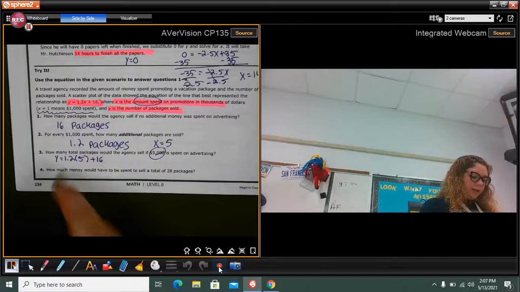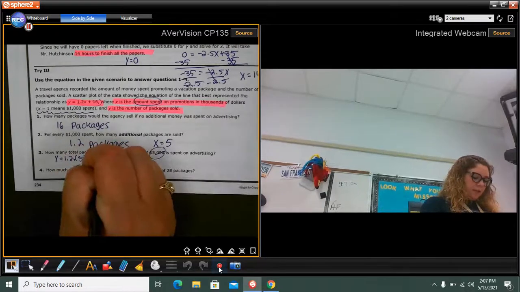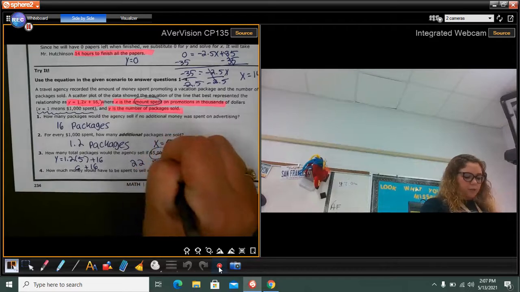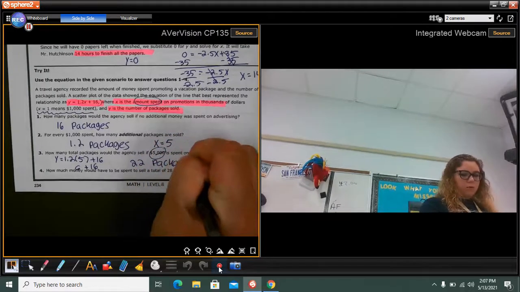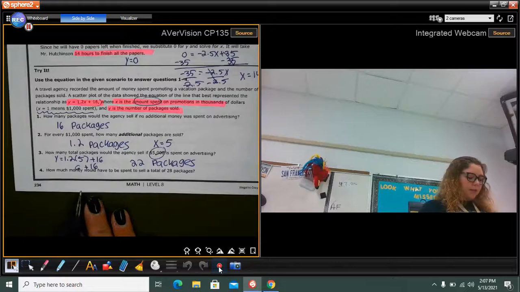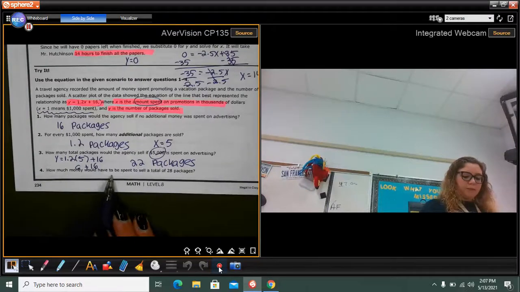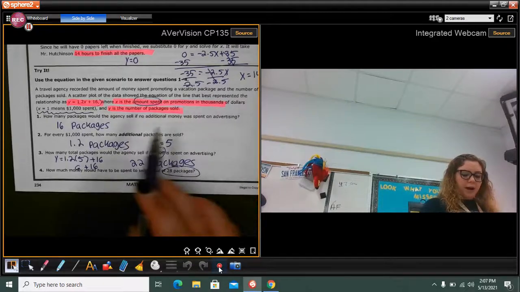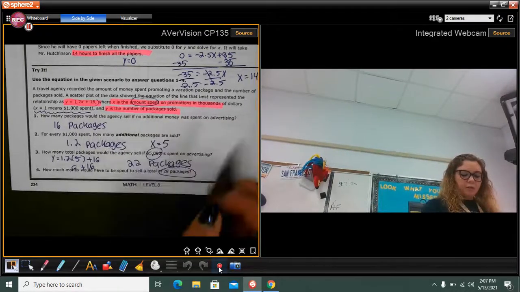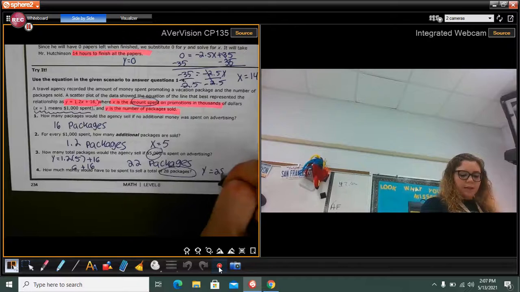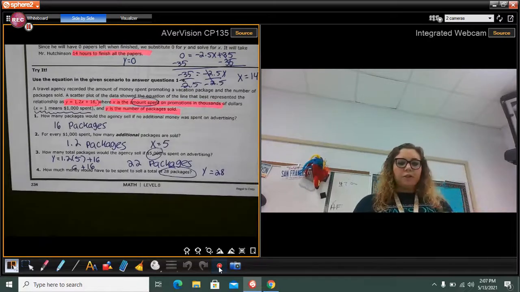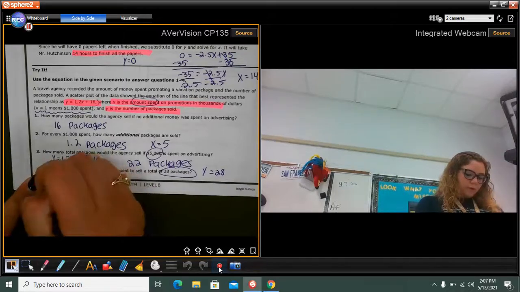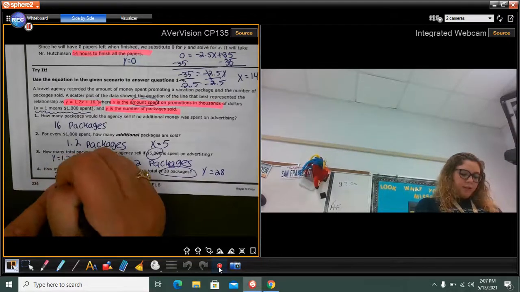1.2 times 5 is going to give me 6 plus 16, and that's going to give me 22 packages. This last one asks how much money would have to be spent to sell a total of 28 packages. So Y is the number of packages sold, so Y equals 28. Again, whatever value you have, you plug it into the equation and solve for the other one. So this time, I'm going to plug 28 in for Y.